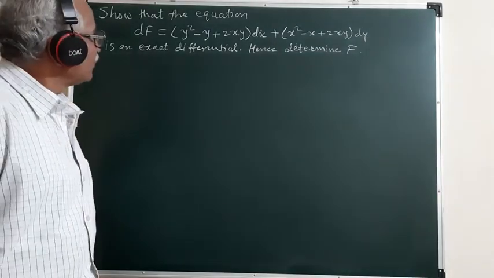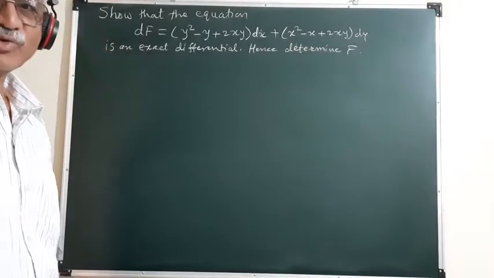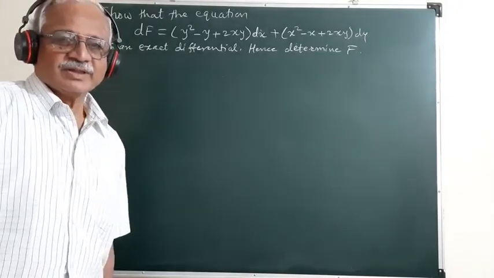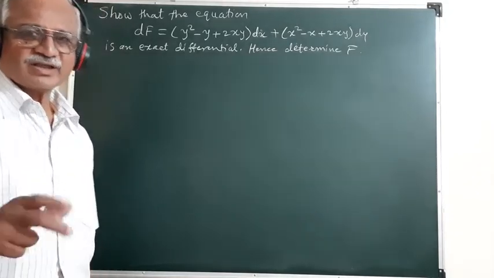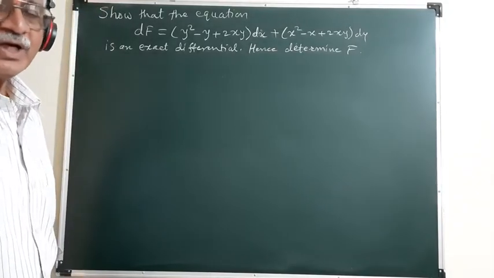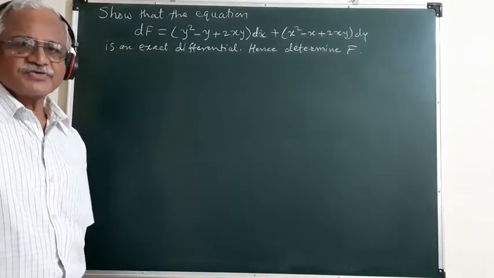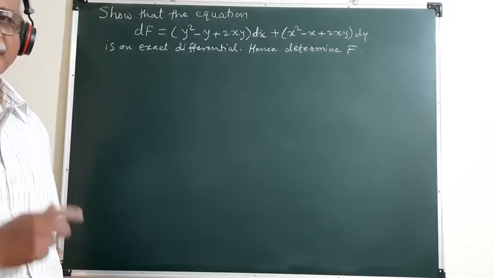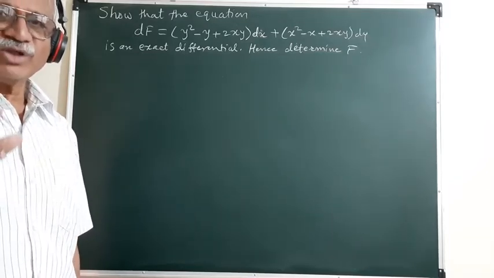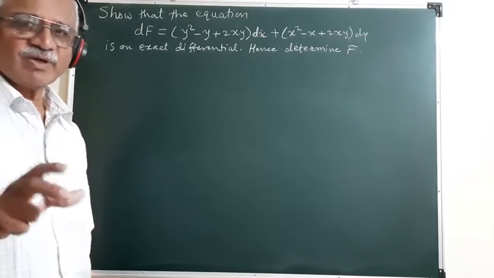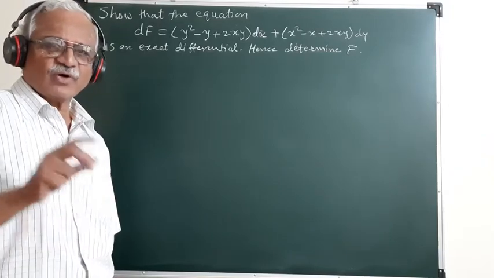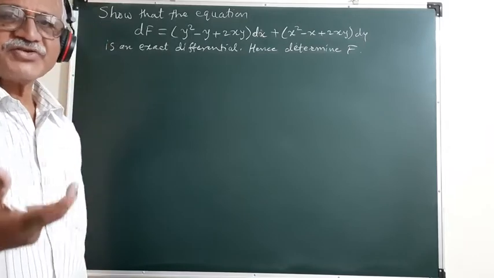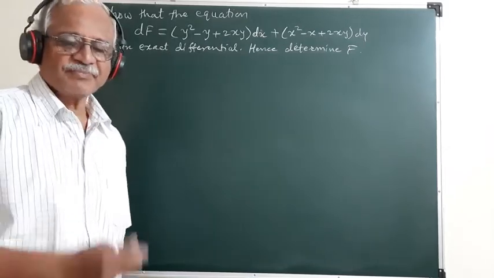Today we are going to study the most important problems from the chapter: if we are given a certain total differential, and from that total differential we want to obtain the function f, whether it is possible for us to obtain the function f or not depends on the nature of the given total differential.